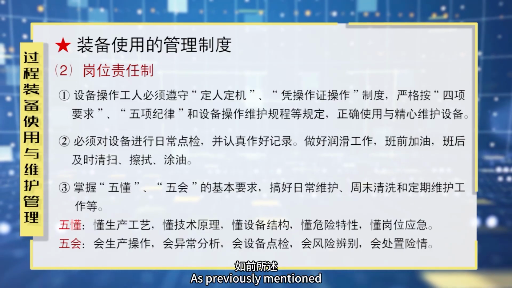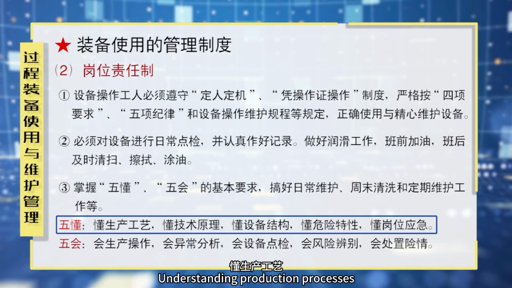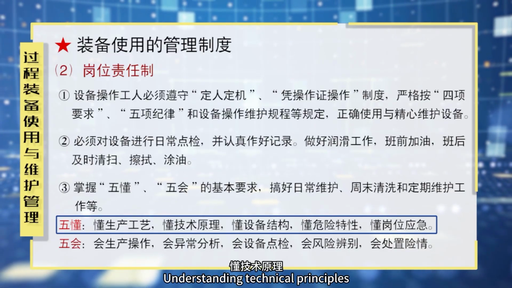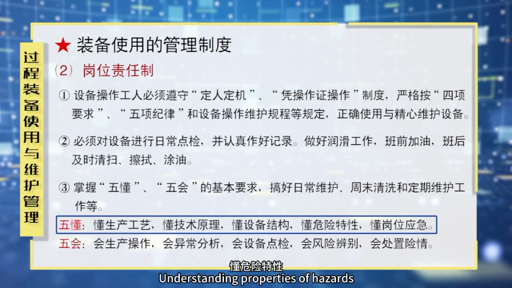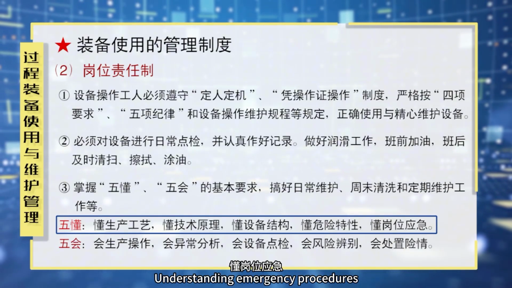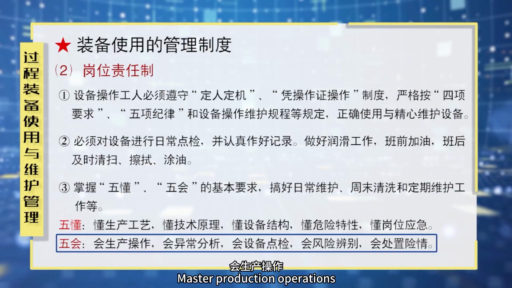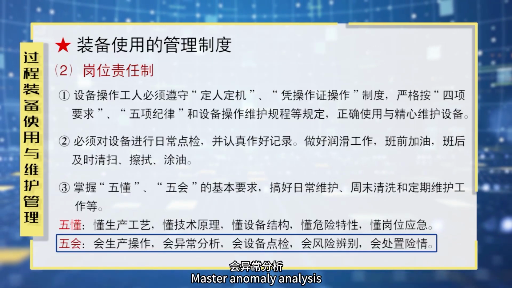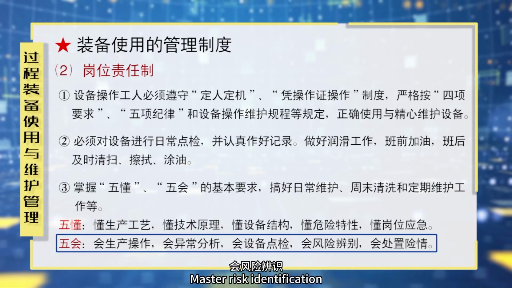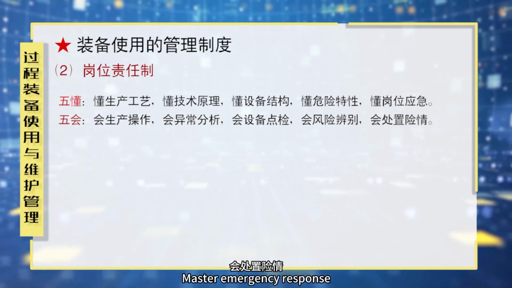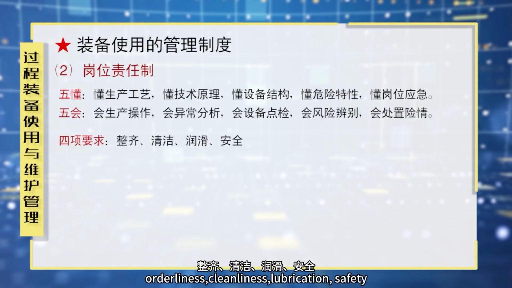As previously mentioned, the 5 understandings refer to: understanding production processes, understanding technical principles, understanding equipment structure, understanding properties of hazards, understanding emergency procedures. The 5 skills refer to: master production operations, master anomaly analysis, master equipment inspection, master risk identification, master emergency response. The 4 requirements are orderliness, cleanliness, lubrication, safety.